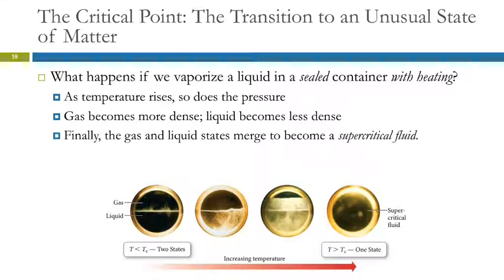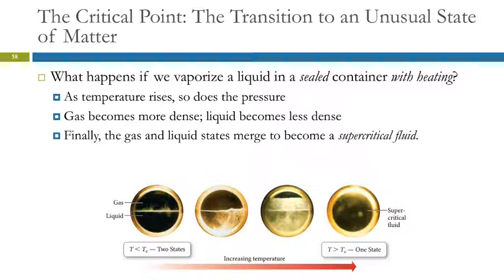So we've been talking about evaporation and the temperature at which boiling happens. What happens if we vaporize a liquid in a sealed container with heating? So we've got a sealed container and we're going to heat the liquid. It's going to vaporize, but the pressure is going to build up.